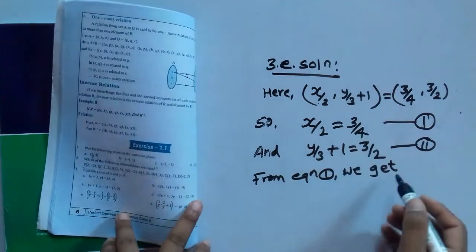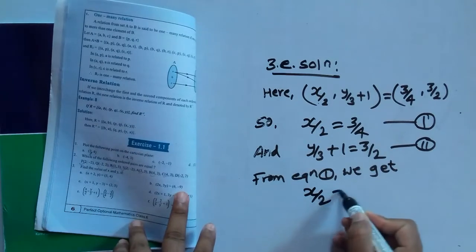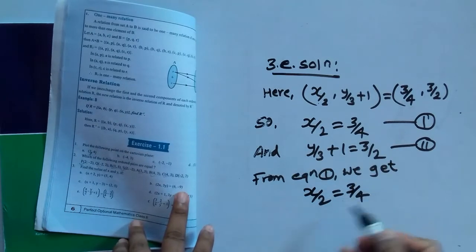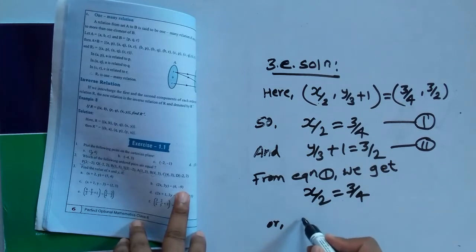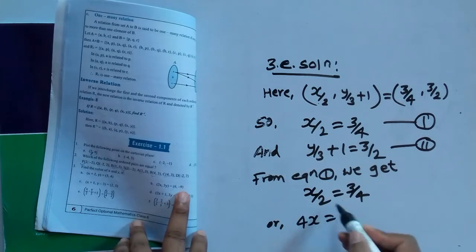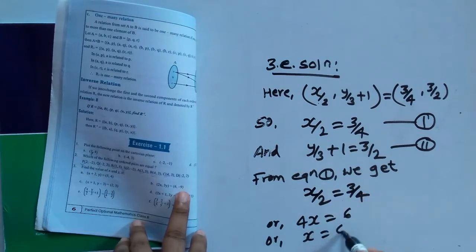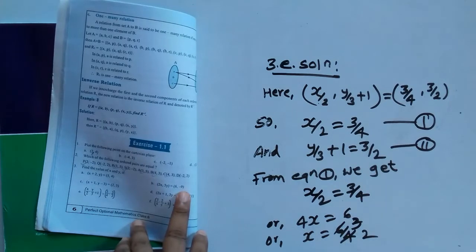From equation 1 we get x by 2 equals 3 by 4. We can cross multiply like this: 4x equals 2 into 3, which is 6, or x equals 6 by 4. Then this 6 and 4 will be divided by 2, so 2 threes are 6 and 2 twos are 4, and the answer will be x equals 3 by 2.